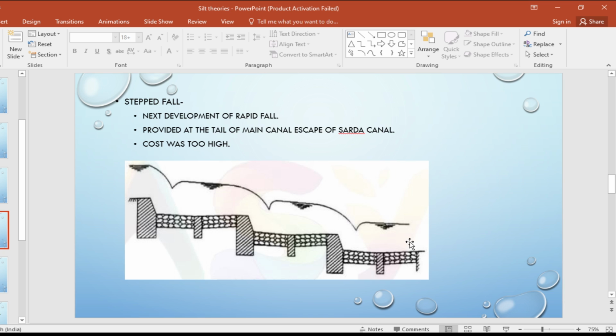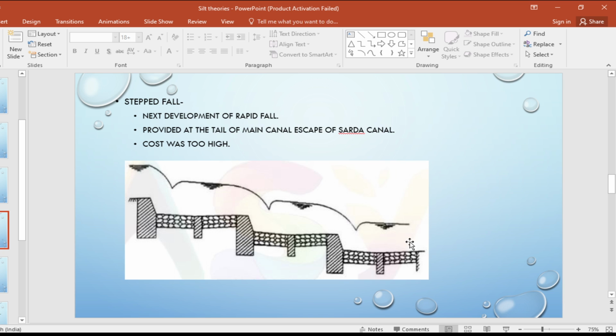The cost of this fall was also too high. As we have explained, the cost of rapid fall is also high. So here this step fall is the next generation of rapid fall, so the cost of this is also very high. I'll again repeat, Augie fall is constructed on Ganga Canal. Rapid fall is constructed on western Yamuna Canal, and this type of stepped fall is constructed on the tail end of main canal escape of the Sarda Canal.